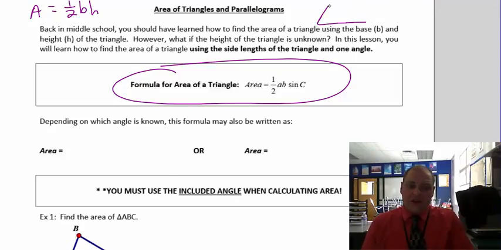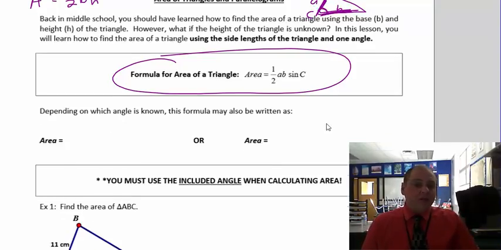So here's a triangle, okay? If this is side A and this is side B and this is angle C right here, you'd be using two sides and then the one angle. You do not need the height of the triangle. So that's how this is going to be useful.